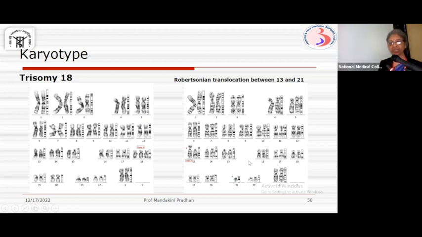In an infertility clinic, why it is important is that these women or men who are carrying this can have a normal pregnancy. Abnormality is seen in a maximum of up to 5 to 10% of cases. The rest, 90%, will have normal.